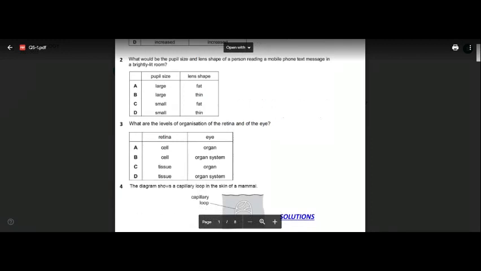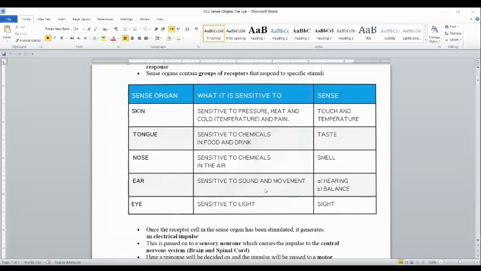Question number two. What would be the pupil size and lens shape of a person reading a mobile phone text message in a brightly lit room? So let's first have a look at the structure of the eyes as one of the sensory organs. As this section is about your sense organs, I just want to look into sense organs, which contain groups of receptors that respond to specific stimuli and changes in the environment.